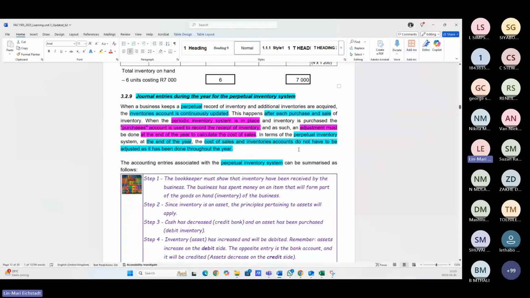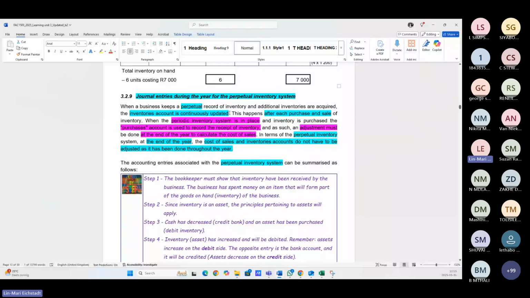Then the journal entries during the year for the perpetual inventory system are as follows. A business keeps a perpetual record of inventory, and additional inventories are acquired. The inventory account is continuously updated. This is the main difference between the periodic system and the perpetual. Each time there's a purchase or a sale, the inventory account is updated.